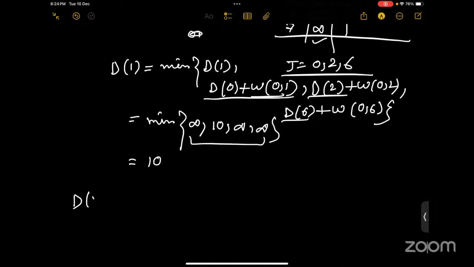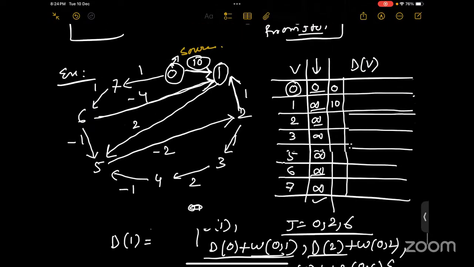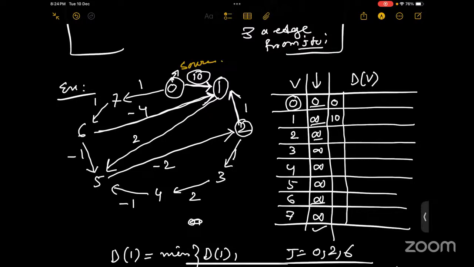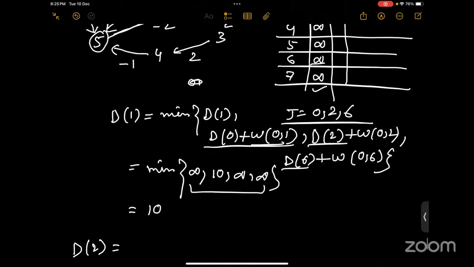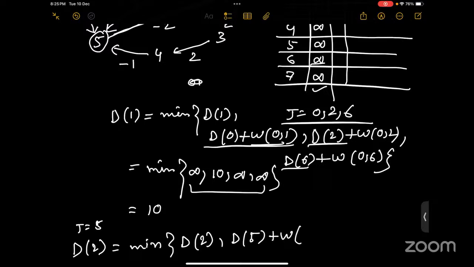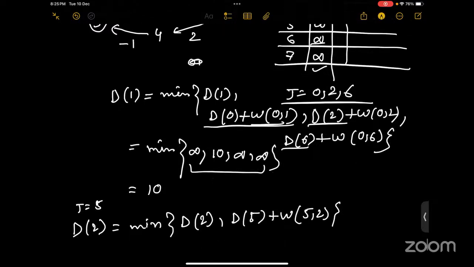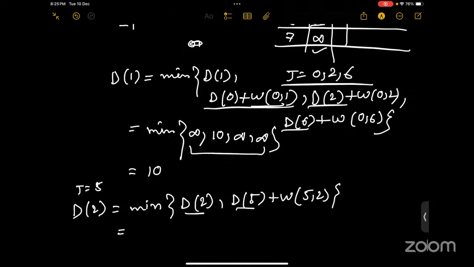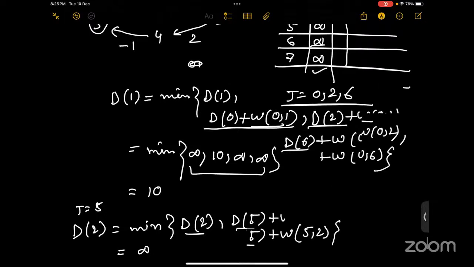Similarly, we can calculate the distance of 2, right? So we will follow this formula again. If we check vertex 2, we have an incoming edge from vertex 5, and this is the only incoming edge, right? From 5 to 2. That means our j will be equal to only 5. So we again apply the formula: minimum of 5 plus weight of 5,2. Clearly all these are infinity, so this will be minimum of infinity, infinity, which is infinity, right?